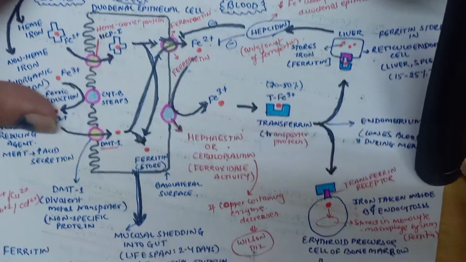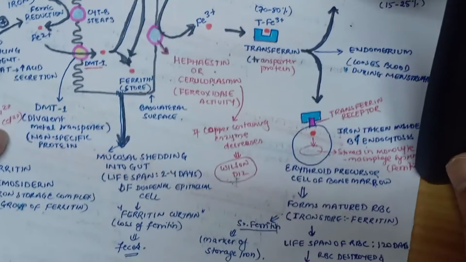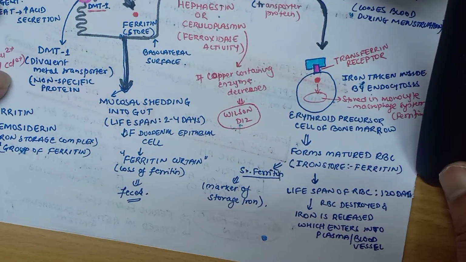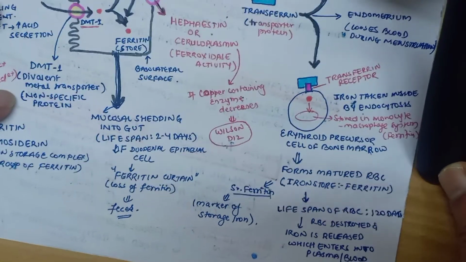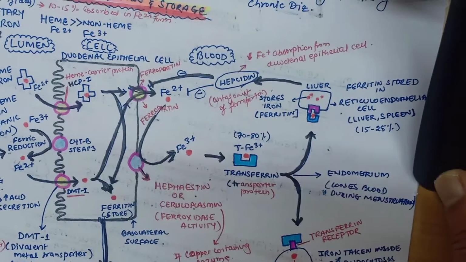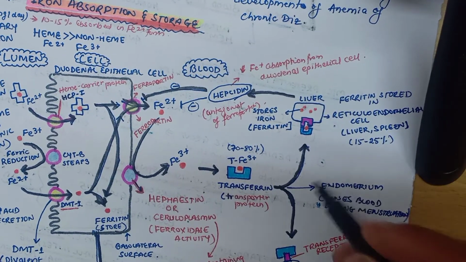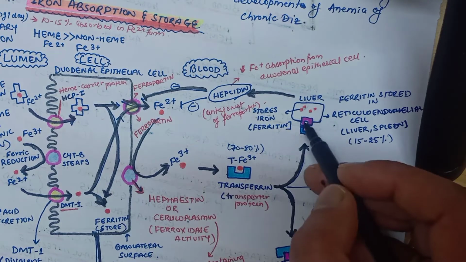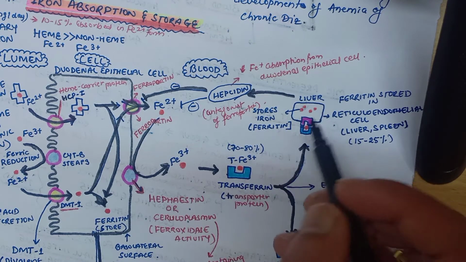Now this will form mature RBC, and once the lifespan of RBC is completed in 120 days, RBC will be destroyed and iron is released, which will enter into the plasma or the blood vessels. Now this transferrin will also carry the iron to other reticuloendothelial cells like the liver and the spleen. So here the iron will be stored in the form of ferritin.